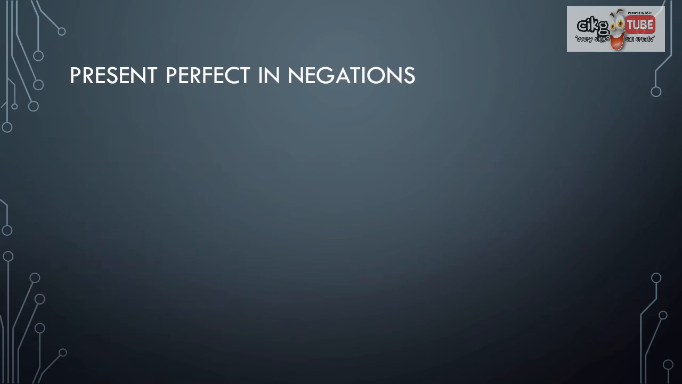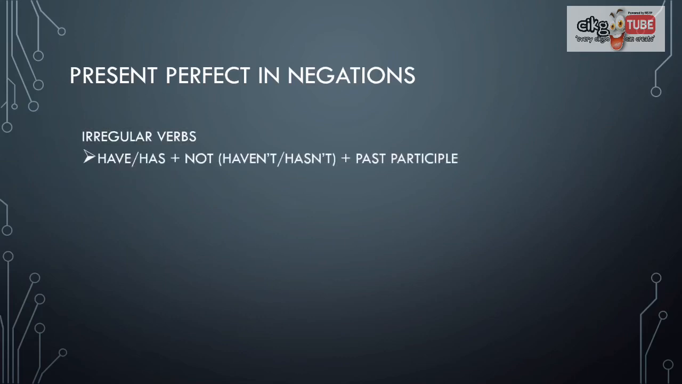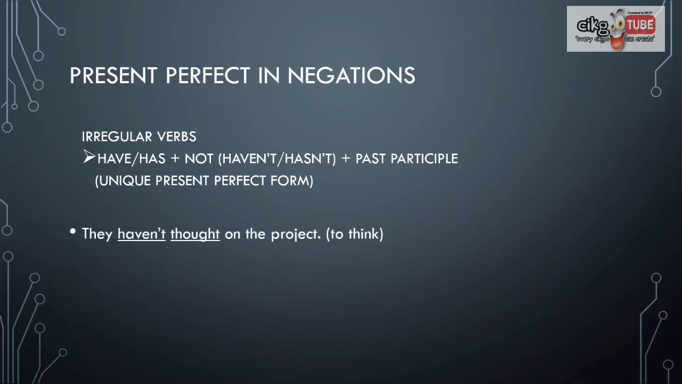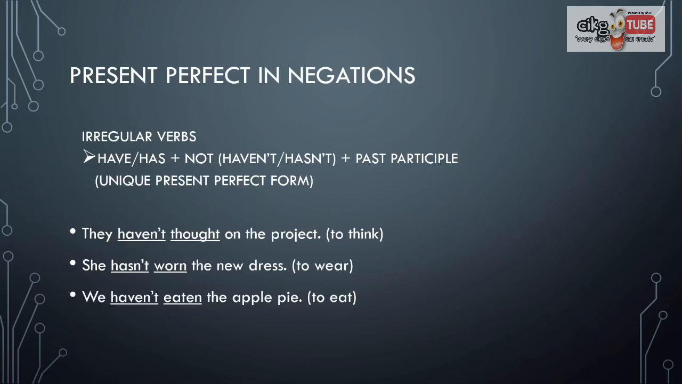For the irregular verbs, we also use the verb to have and not, contracting it into haven't and hasn't and the past participle. Of course, using the unique present perfect form. They haven't thought on the project. The infinitive form is to think. She hasn't worn the new dress. The infinitive form is to wear. We haven't eaten the apple pie. The infinitive form of the verb is to eat.